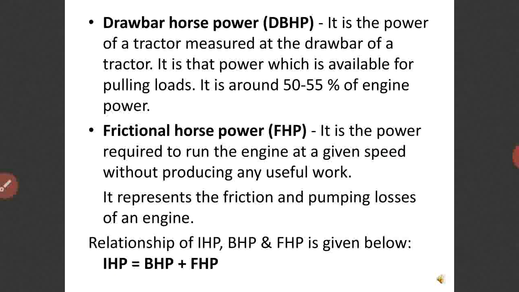Drawbar horsepower (dbHP). It is the power of a tractor measured at the drawbar of a tractor. It is that power which is available for pulling loads. It is around 50 to 55% of engine power.